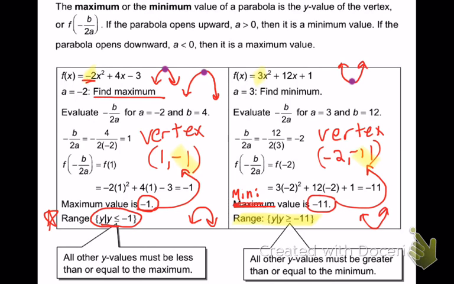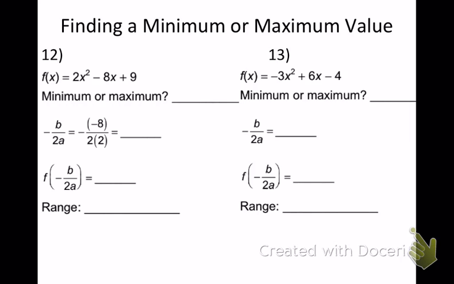So the same thing here, we're just going to find the vertex, and we're looking at the y-coordinate. So let's look at number 12. F of x equals 2x squared minus 8x plus 9. It's positive 2. Does that mean my graph's going to go up or down? My graph's going up. So will I have a minimum or a maximum value? I will have a minimum value.